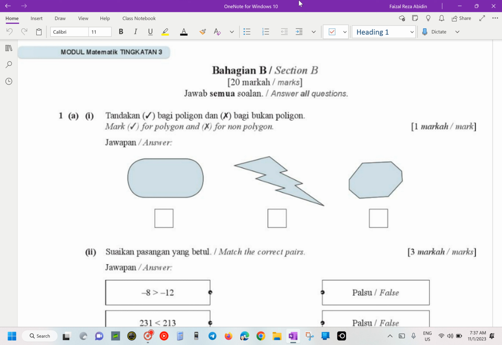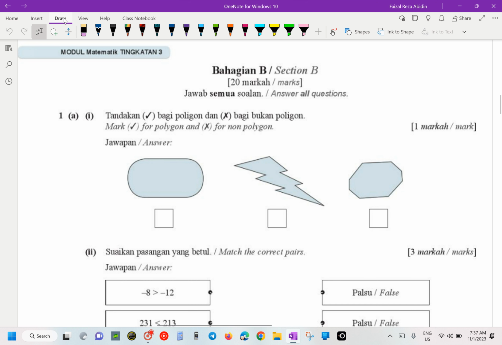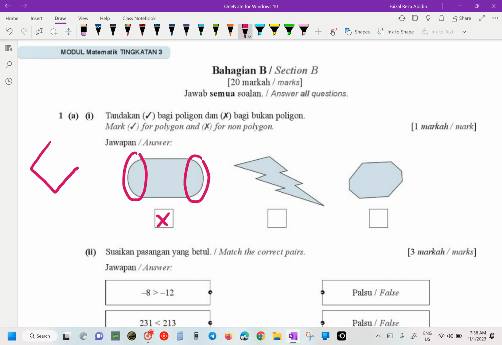Okay? So, of course, the first one over here, number 1A1, is it a polygon? It is not a polygon. Why is it not a polygon? Because it has a curved line over here. Okay, what else we know about a polygon is that it is a closed figure. Maksudnya, if we have a straight line, but it's not closed, like that, it's still not a polygon, okay?